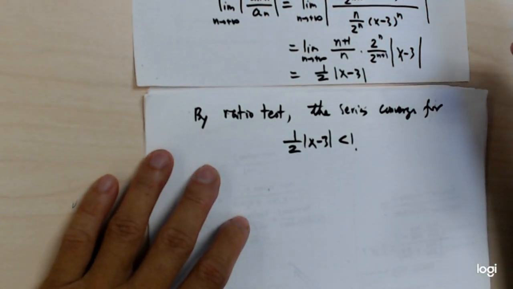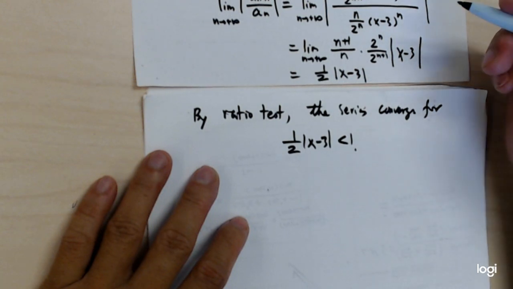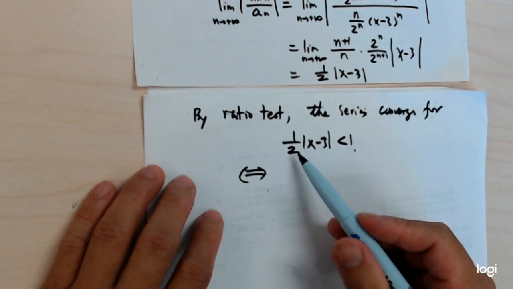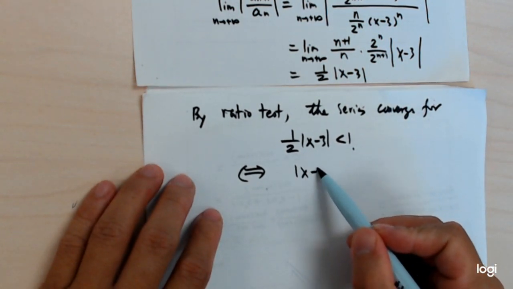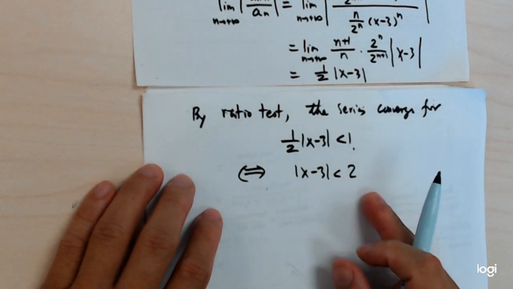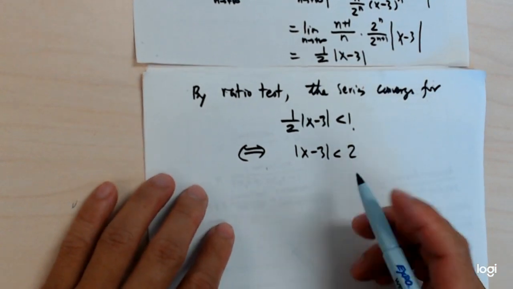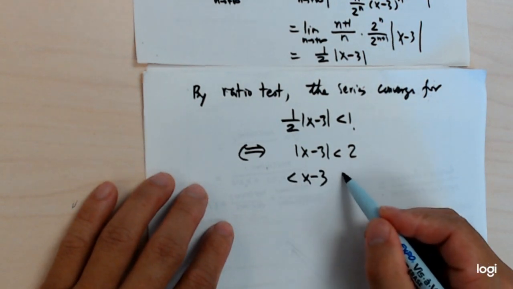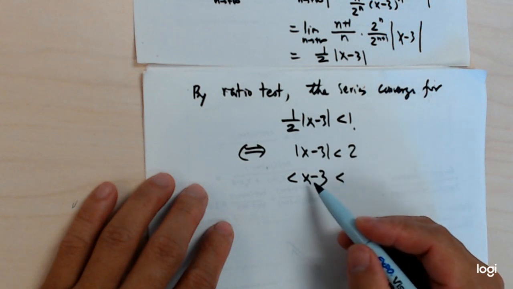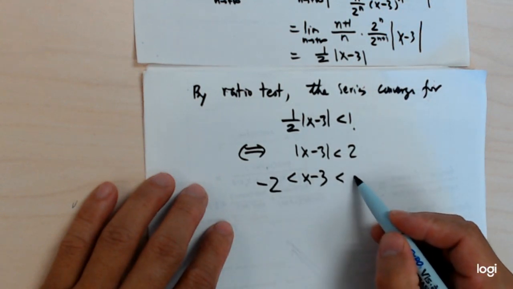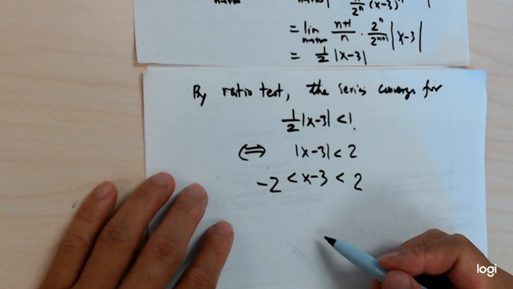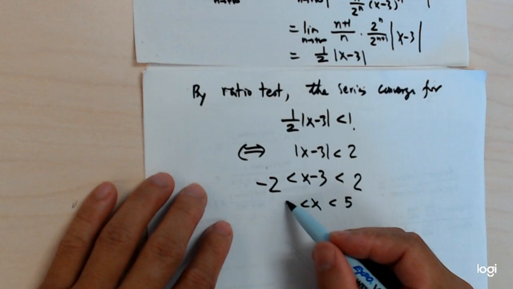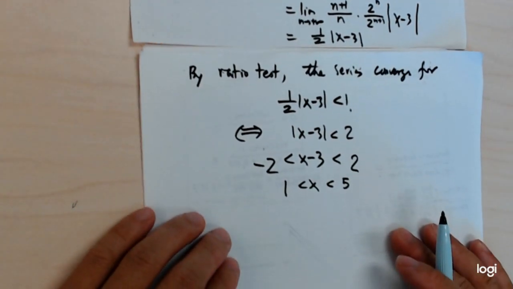But now we're looking for the interval of convergence, so I need to solve this. Multiply on both sides by 2. That's equivalent to this. So the absolute value of x minus 3 is less than 2, meaning x minus 3 is between negative 2 and 2. Add 3, add 3, add 3. So that's the interval.